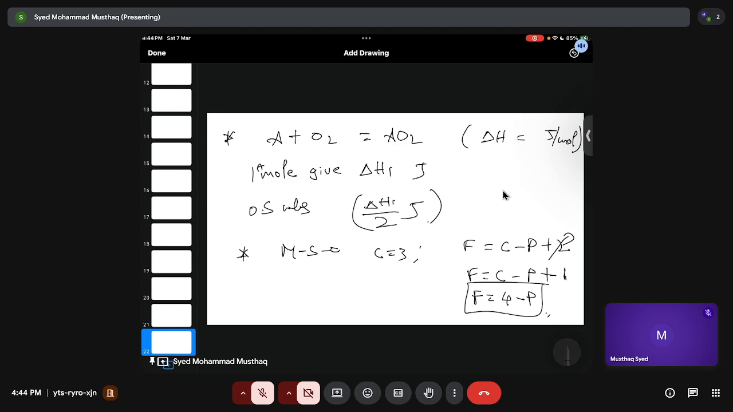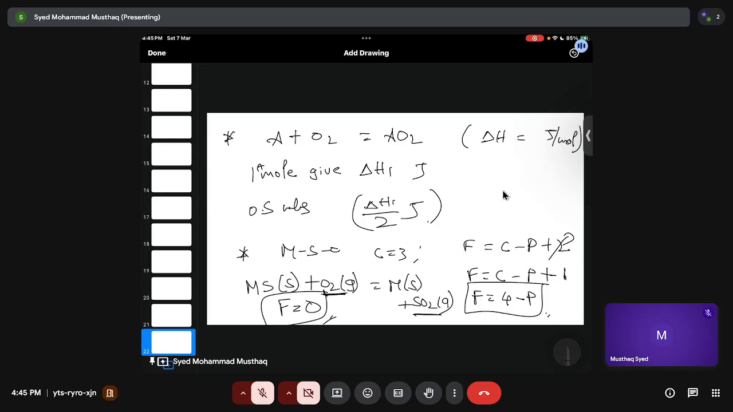My components are 3, then it is 4 minus P. So if I am talking about 4 phases, right? If my reaction involves 4 phases, let's say this is 1 phase, this is the 2nd phase, this is the 3rd phase, this is the 4th phase, then the number of degrees of freedom will be 0, right? Why is that? Because when I am fixing my oxygen and sulfur dioxide ratios, then my number of degrees of freedom will be 0, right?